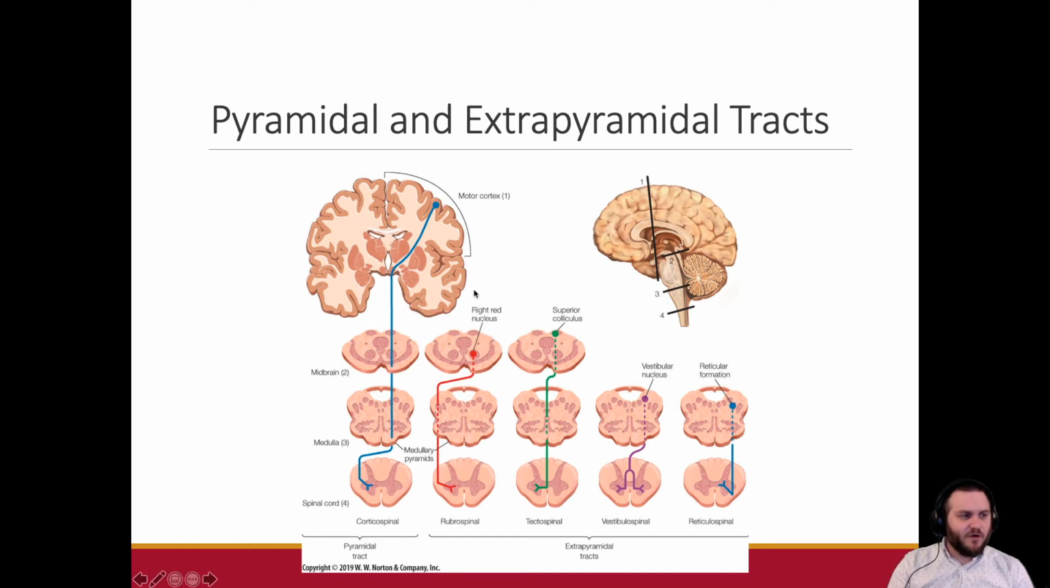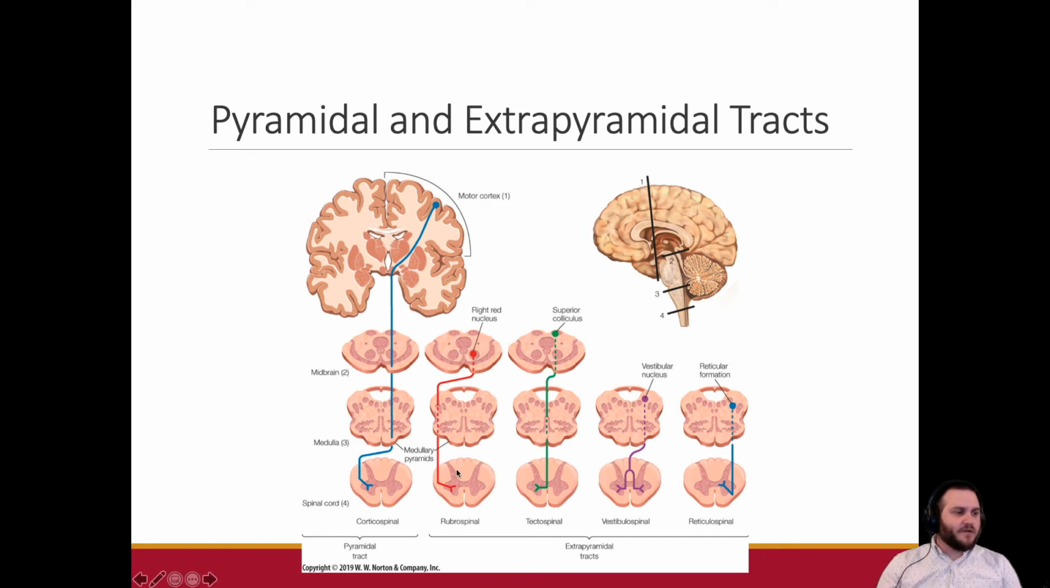Okay, we have this coronal cut, and then we have these transverse cuts or horizontal cuts to the spinal cord. So this coronal cut to the brain, and then these slightly slanted transverse cuts on the spinal cord. You can see here what pyramidal or extrapyramidal tracts are.